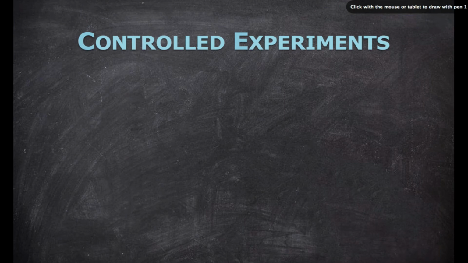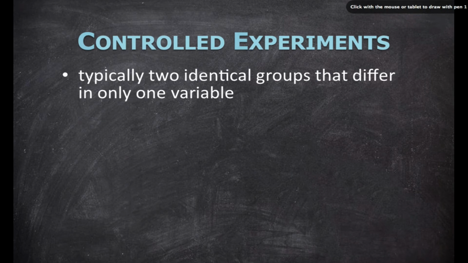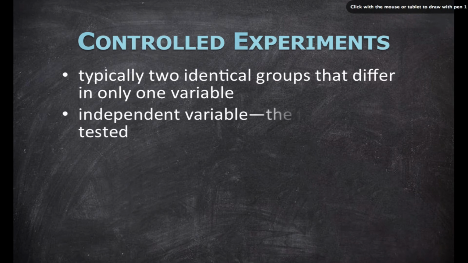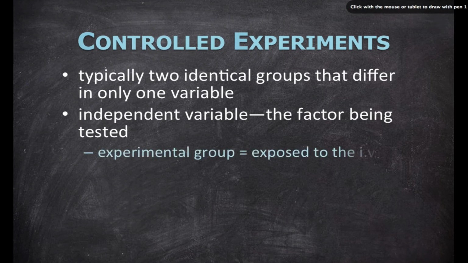All right, so let's take a look at the controlled experiments and what's involved. There are typically 2 identical groups that differ in only one variable. And the one variable that's going to be different is the independent variable, and that's the factor that is being tested. So the experimental group is the one that we're exposing to the independent variable, and the control group is the group that won't be exposed to the independent variable. Now keep in mind, the control group and the experimental group are going to be identical in every aspect except the independent variable.